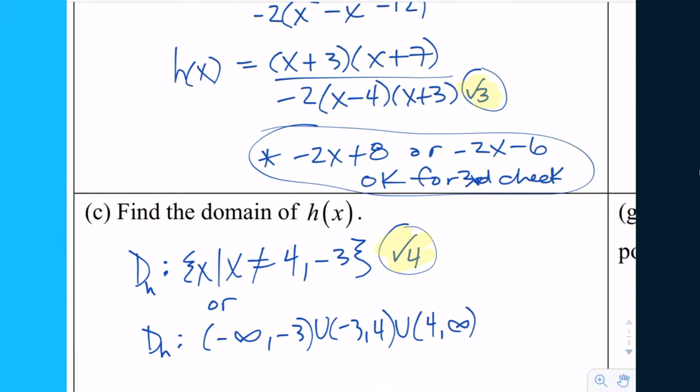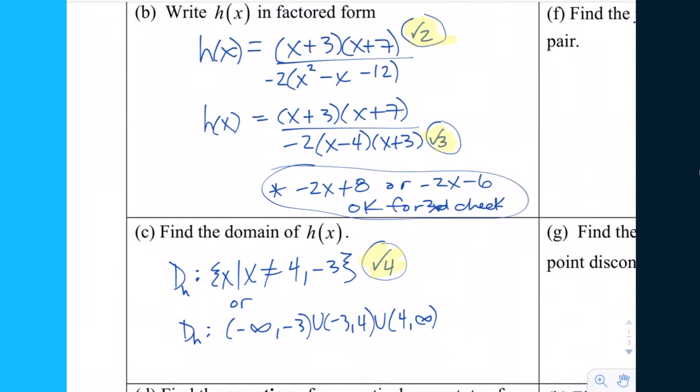Now, if anyone up here on the previous one divided out your x plus 3s, that's not really the time to do that, okay? So for now, if you have the original thing factored, but you divided out your x plus 3s and you have x plus 7 over negative 2x minus 4, give yourself the third check. But in this case, I didn't ask you to simplify. I just said write it in factored form. So that would be the time where I'd want to see everything that is a factor present in your final answer, okay?